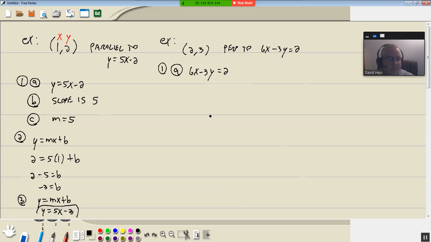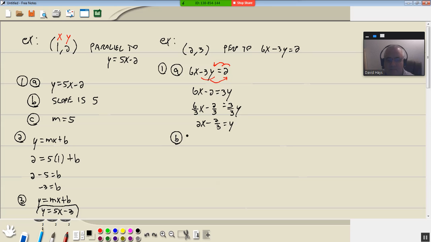Well, this one isn't in slope-intercept form. We have to solve for y. So I'm going to take the negative 3y to the right side, take the 2 over to the left side. So we're going to have 6x minus 2 is equal to 3y. And then we'll divide everything by 3. 6 divided by 3 is 2, so we got 2x minus 2/3 equals y. And that's in slope-intercept form.